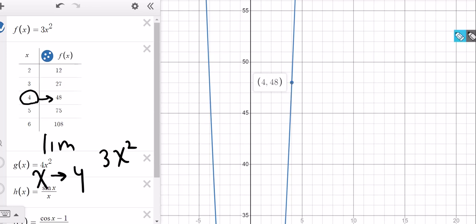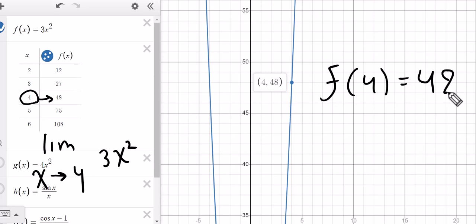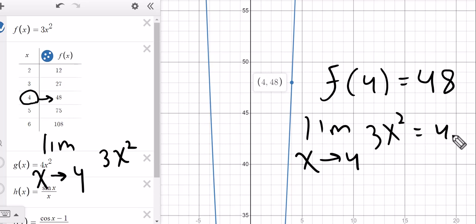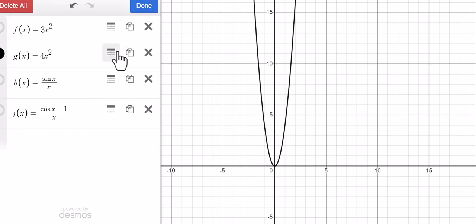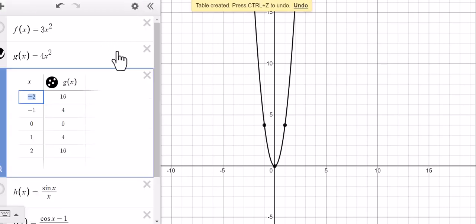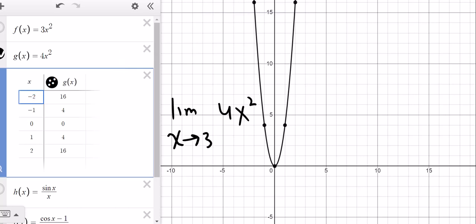It's kind of rare for this to happen to us, but what we're saying is the following: f of 4 is actually defined at 48, and on top of that, the limit of 3x squared as x approaches 4 is also 48. We're going to see the same thing happening with this second function, for part B. We're looking at the limit as x approaches 3 for the function 4x squared.